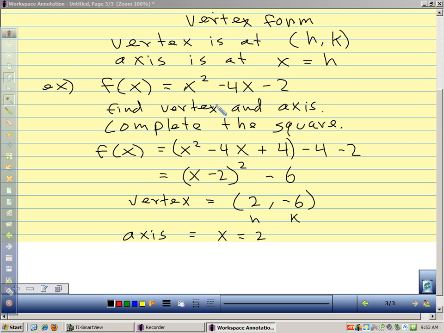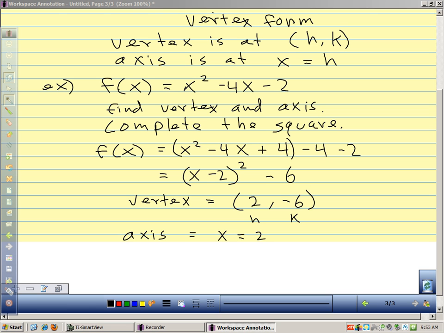So to move from the general form to the vertex form, when our quadratic function looks something like this, we complete the square using just the x squared and the x term. And whatever we add from completing the square, we have to subtract right away so we don't change the value of our function. Any questions on that part?